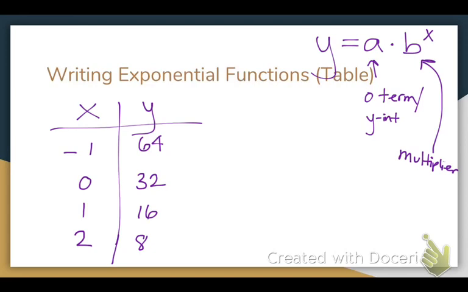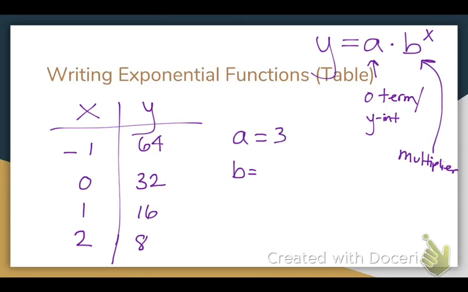All right, so look at this chart and turn to your neighbor next to you. I want you to tell them what a is, what the 0 term is, and tell them what b is, the multiplier. So who can tell me what a is? What is the initial term?